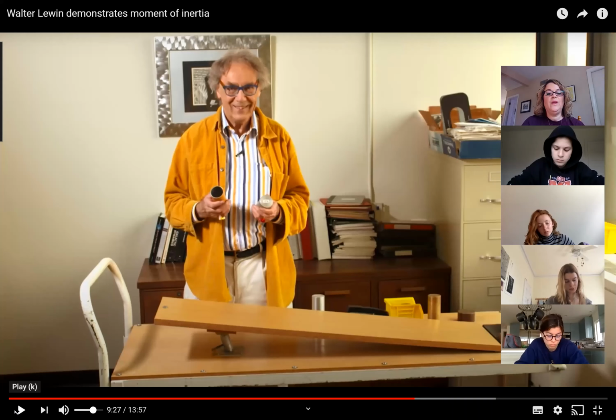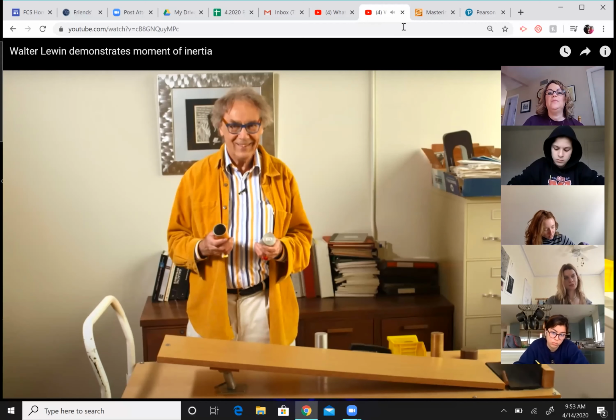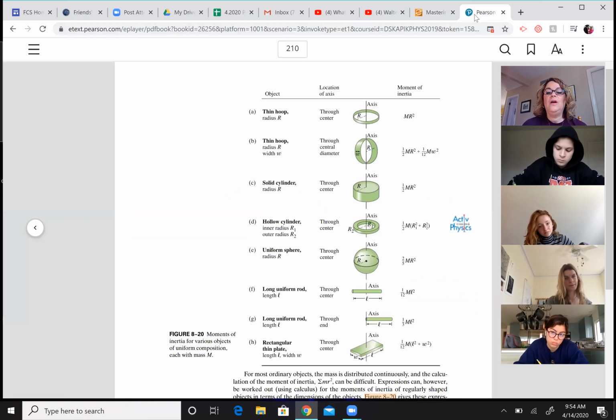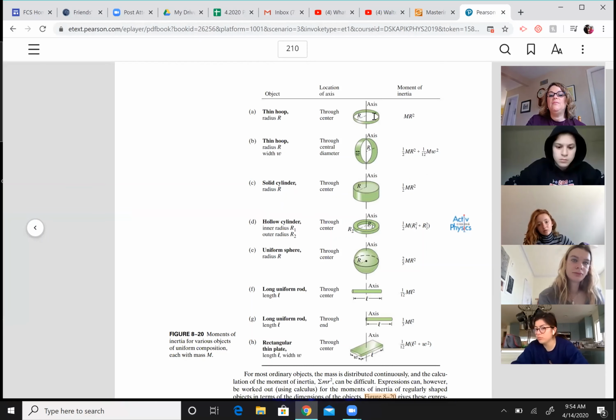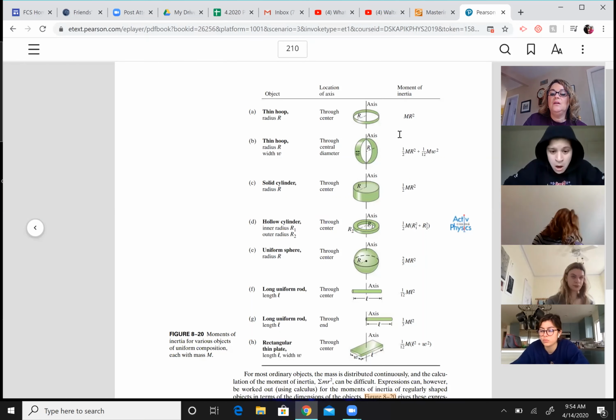Let's pause this and go back to our table. Okay. All right, so we want to look at a hollow cylinder versus a solid cylinder rotating about the center. So we can think of the hollow cylinder as this one, and the solid cylinder as this one. So we're comparing MR squared to 1/2 MR squared. Which has a bigger moment of inertia, MR squared or 1/2 MR squared? MR squared, all right? This one is twice what this one is.